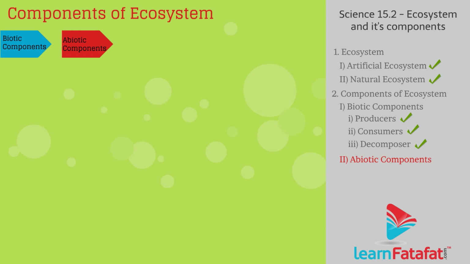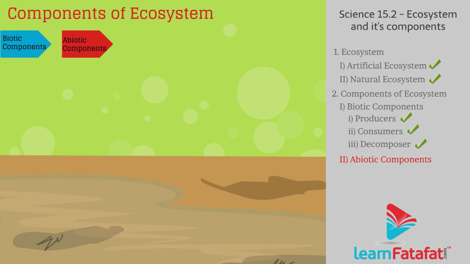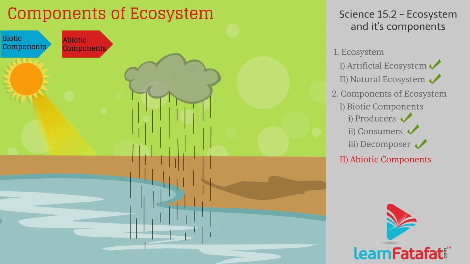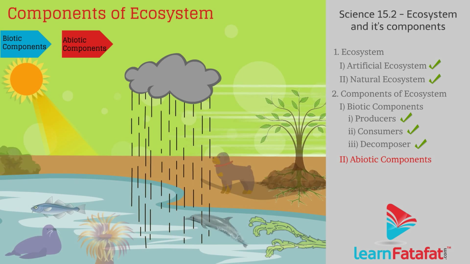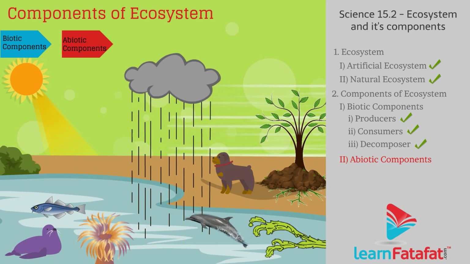Abiotic components. These are the physical factors, such as soil, water, sunlight, rainfall, and wind. Activities of organisms in an ecosystem depend on these factors.